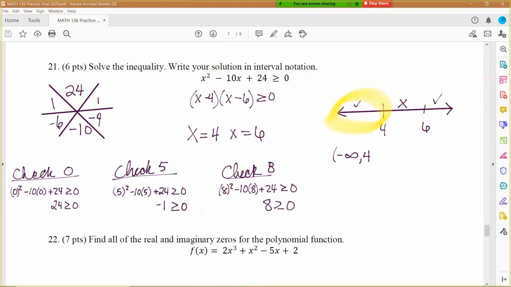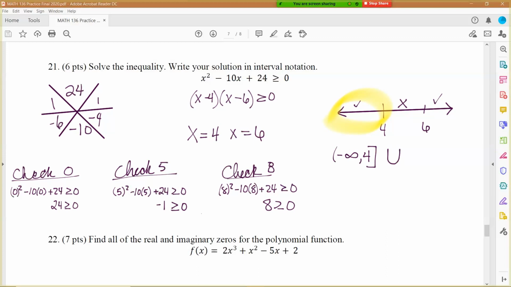Since this can be equal to, our endpoint is included. So that's when we use that fancy bracket. We can use this fancy bracket because it has the equal to in the original. So that's the left part of our answer. Then we're going to create what's called a union. You're just going to write an uppercase U like this. It's called a union. We're uniting our two answers. It's a fancy way of saying this and this.